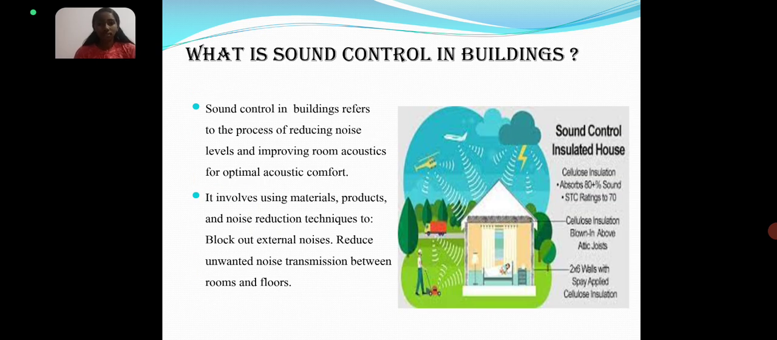Now let's move on to the sound control in buildings. So basically, what is sound control in buildings? Sound control in buildings refers to the process of reducing noise levels and improving room acoustics for optimal acoustic comfort. It involves the use of materials, products, and noise reduction techniques to block out external noises and reduce unwanted noise transmission between the rooms and the floors.